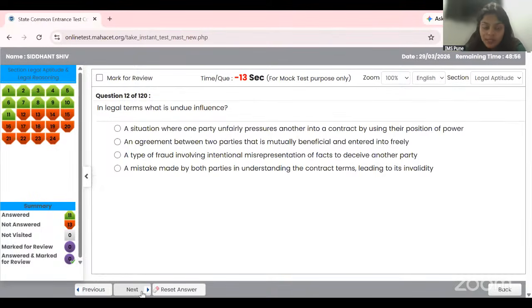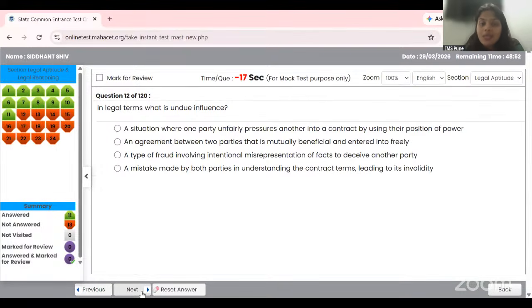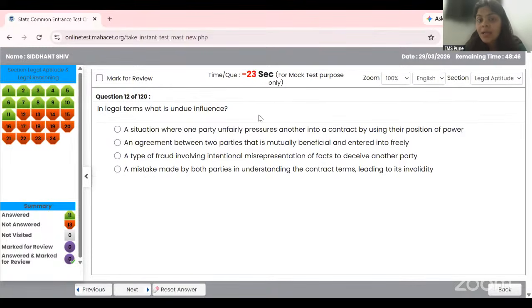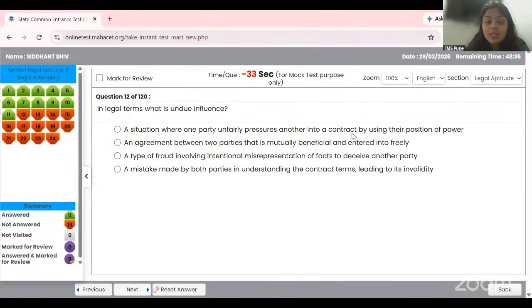Like in the present question, it is directly asking you the meaning of undue influence. So here you need to know what undue influence means. Let us look at the options. It is a situation where one party unfairly pressures another into a contract by using the position of power. Correct. There is a dominant authority and the other person has used that dominant authority. So that is the meaning of your option here.